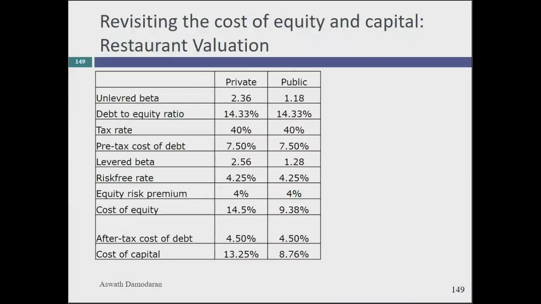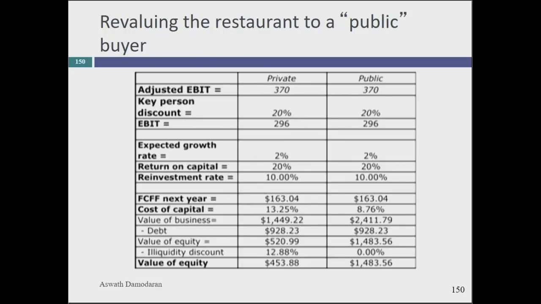So guess what happens? When I value it as a public company, I will use a cost of capital that I would get for a public company. And when I do the actual valuation, there will be no illiquidity discount. So instead of getting $453,000 for my equity, which is what I got with the private buyer, I get $1.5 million for the same business. Because first, I don't have that higher cost of equity coming from the total beta. And second, I'm knocking off illiquidity.